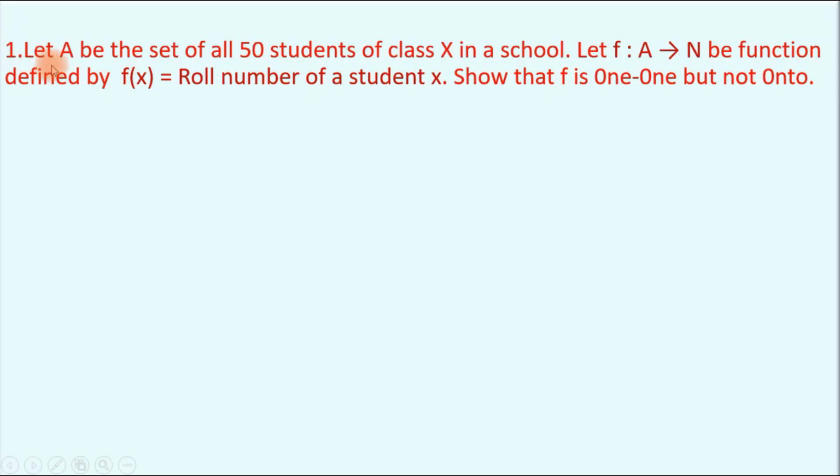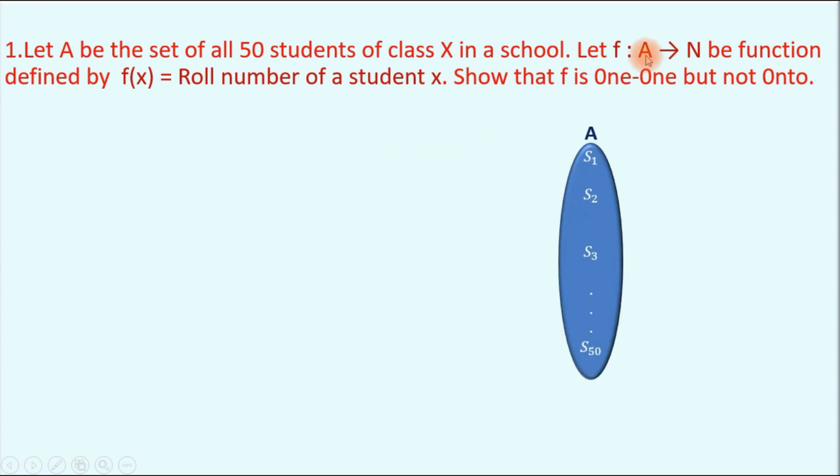Problem number 1. Let A be the set of all 50 students of a class 10 in a school. Let f from A to N be a function defined by f of x equals roll number of student x. Show that f is 1-1 but not onto. Consider a relationship diagram for this function.